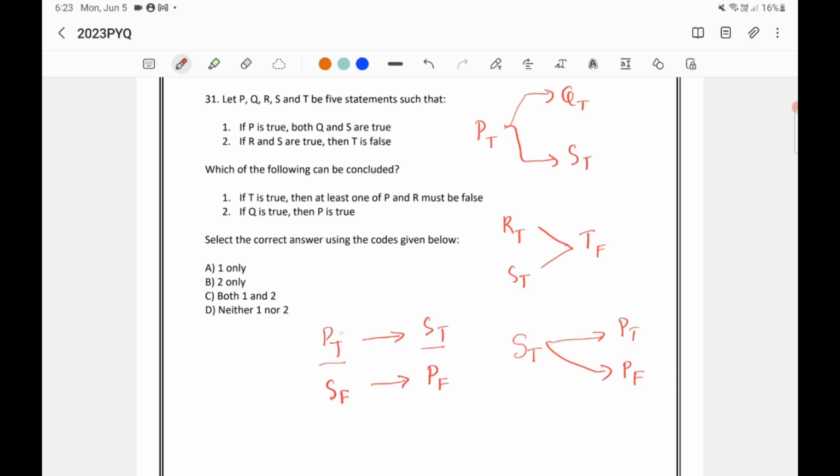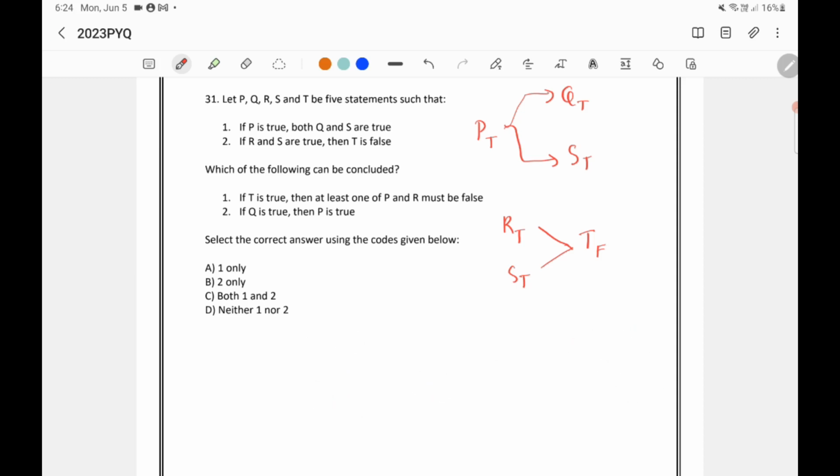So remember these things. If P is true, then S is true. That is given in the statement, but that doesn't mean that if S is true, then P is true. The reverse won't be correct. But if S is false, then we can say that P is false. That is the thing that you need to remember here. Then you can answer this question very easily. Okay, so here let us read the conclusions first.